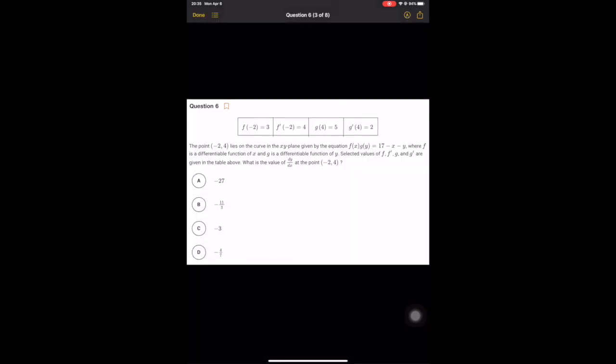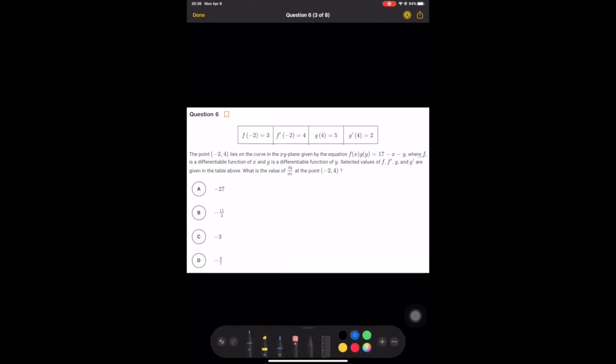Question number 6. They gave us a table of values: f of -2, f prime of -2, g of 4, g prime of 4. So it seems like we're going to do a question about inverses maybe. We'll see. The point (-2, 4) lies on the curve in the xy plane given by the equation f of x times g of y equals 17 minus x minus y, where f is a differentiable function of x and g is a differentiable function of y. Selected values of f, f prime, g, and g prime are given in the table above. What is the value of dy dx at this point?